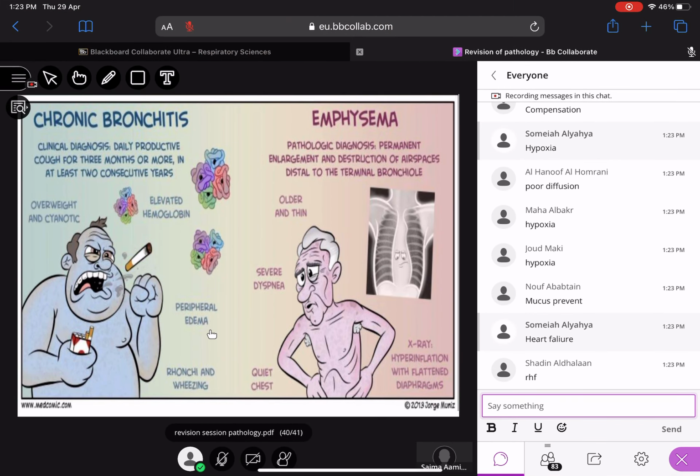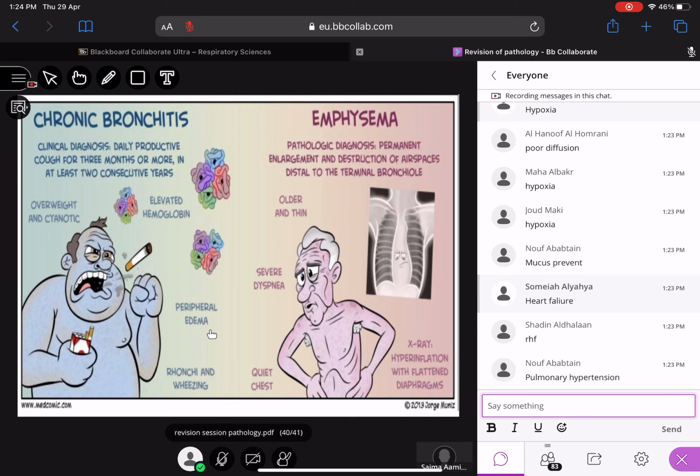Heart failure, yes, right heart failure, cor pulmonale, because of hypoxemia there is pulmonary hypertension. Exactly, this pulmonary hypertension will lead to back pressure on the right heart, and there will be raised JVP, peripheral edema, and there can be hepatomegaly as well.